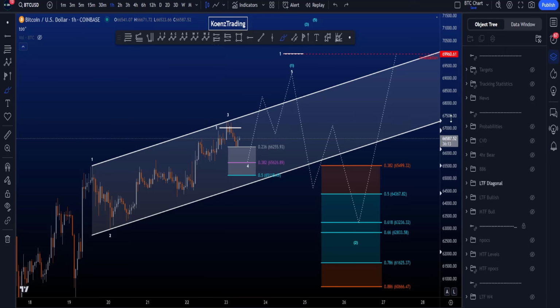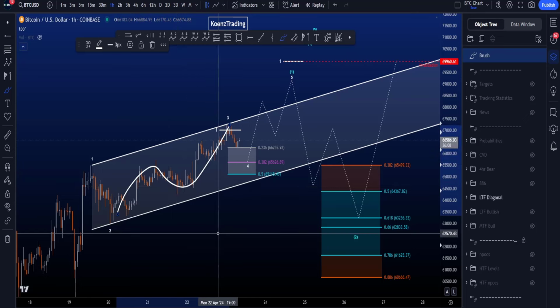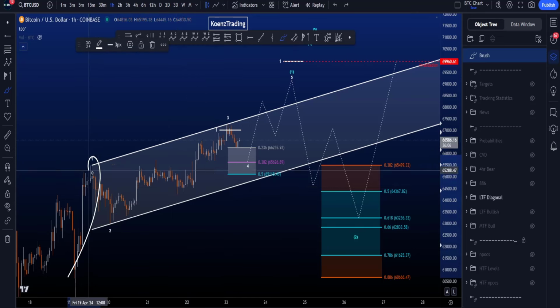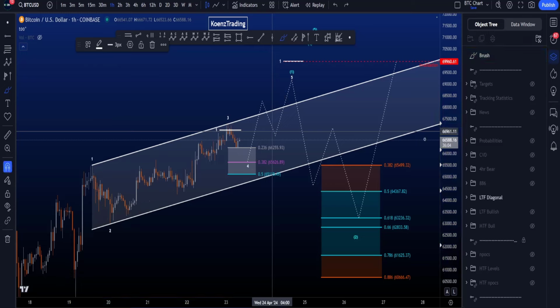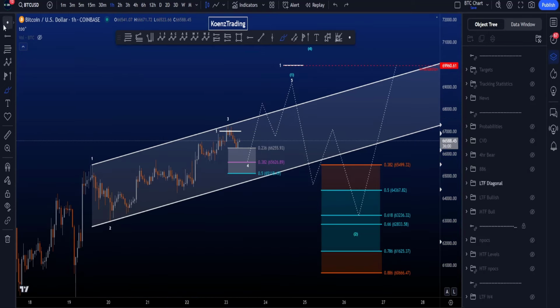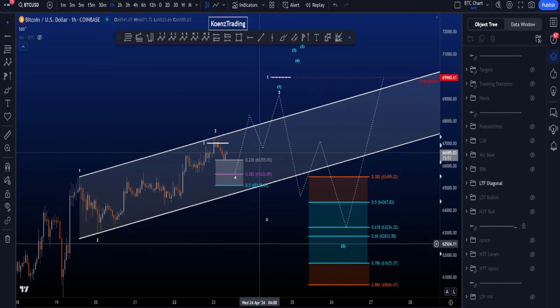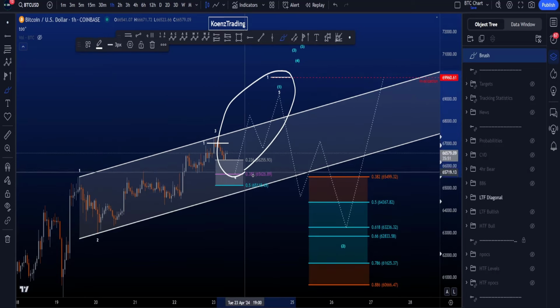Now, because in a leading diagonal, all of the waves in this case, once wave 3 is a 3-wave structure, have to be 3 waves, meaning 1, 2, 3, 4, and 5, all of these have to be zigzag structures. It also means wave 1 has to be a zigzag structure, which is a little bit awkward to count. You really have to go to the 3-minute time frame to try and find a zigzag in here. But let's just focus on the new information that is coming.